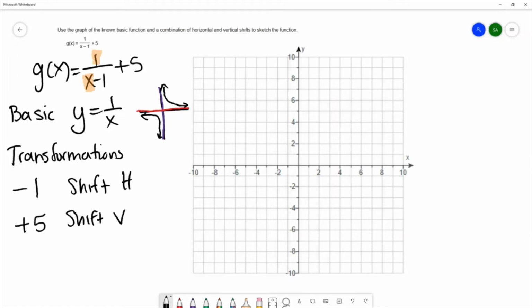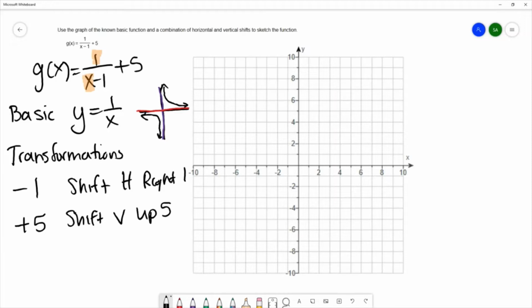Horizontal is left and right. The minus is right. We're going to move to the right one. And the plus 5, being a vertical shift, is either up or down, and because it's plus, it's up 5.